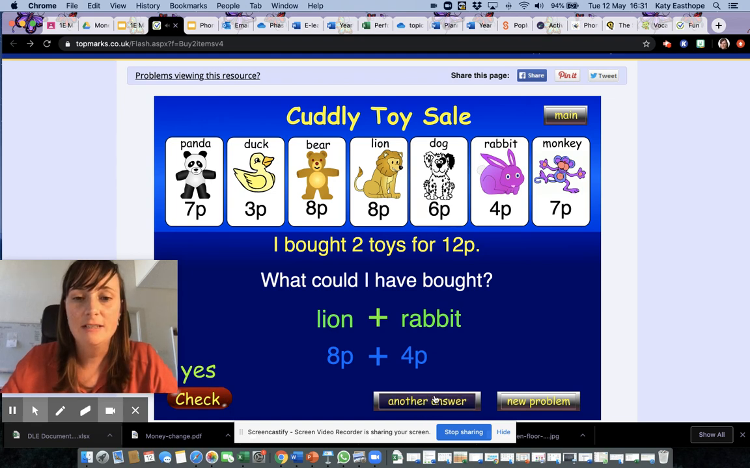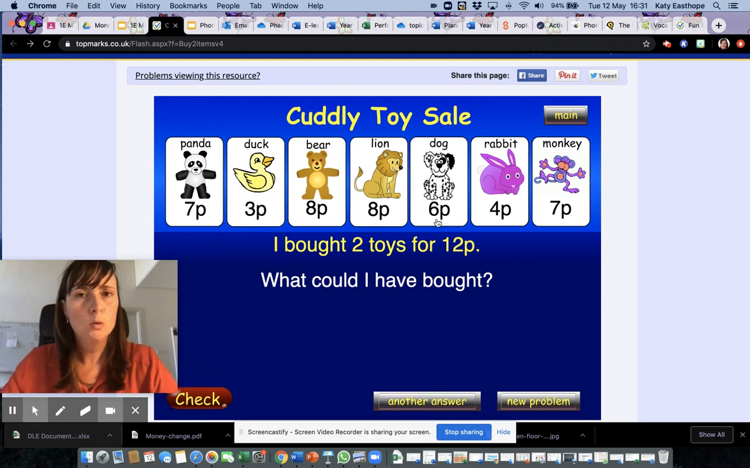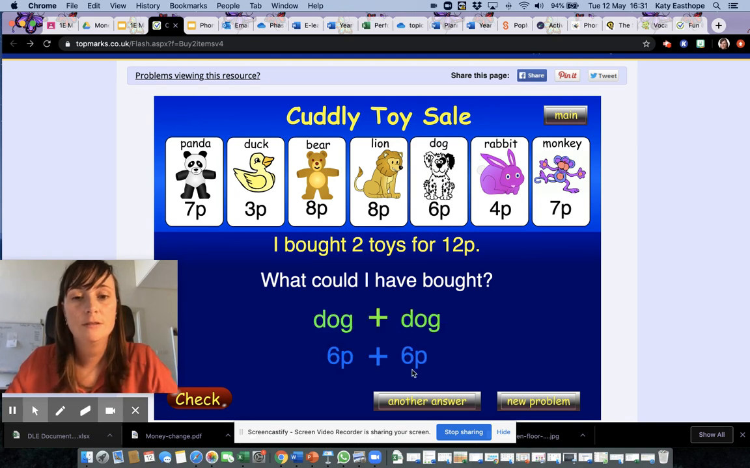Fantastic. Let's see. What about the 6p? Ooh, what's double 6? Double 6 is 12, but I could buy 2 dogs though, couldn't I? 2 dogs. 2 lots of 6 equal 12. Doubles. Don't forget your doubles.